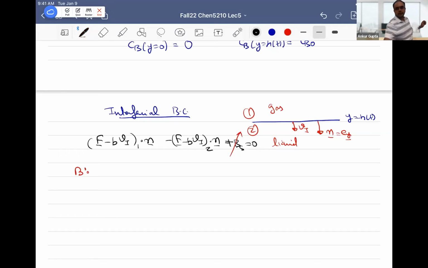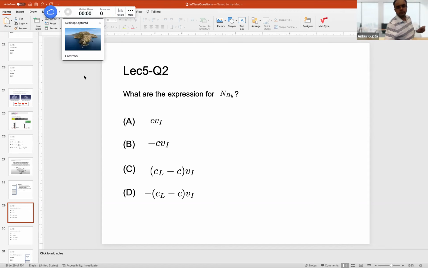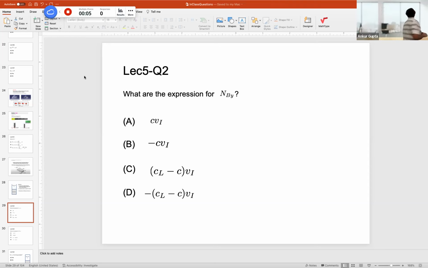Okay, so let's do that, and I can put pole here. So what are the expressions for NAy and NBy? Let me put pole. Let's just do this. What are the expressions for NAy and NBy? Try this out and think about that.